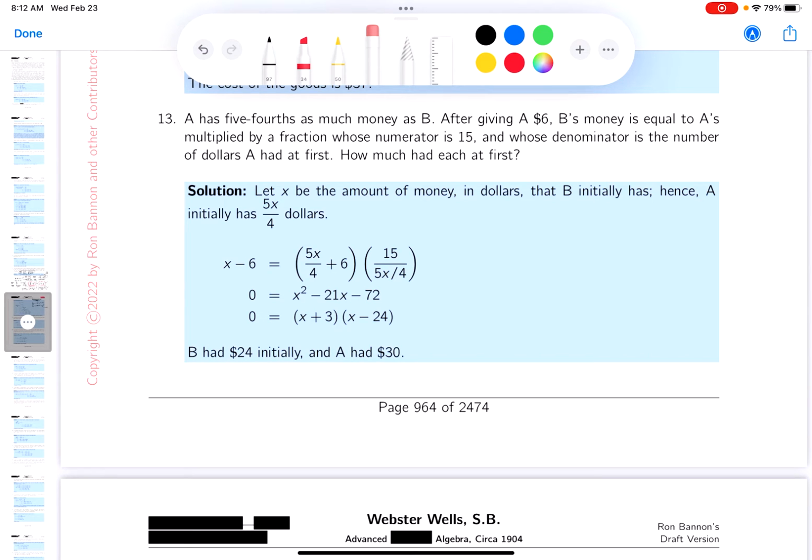Okay, so just reading through it, there's two people here. A is one person, B is another. It says A has 4/5 as much money as B. So I would say that I don't know how much B has. So I think it's probably a pretty good idea to say x is the amount of money that B initially has. All right? And then what would A have?